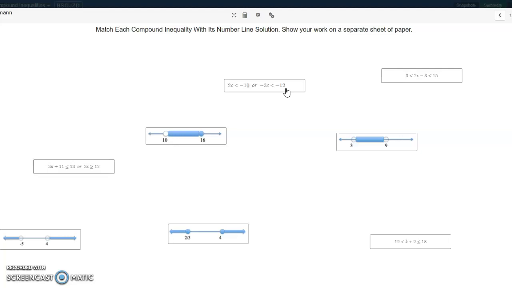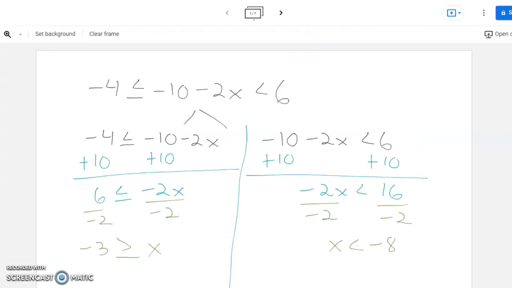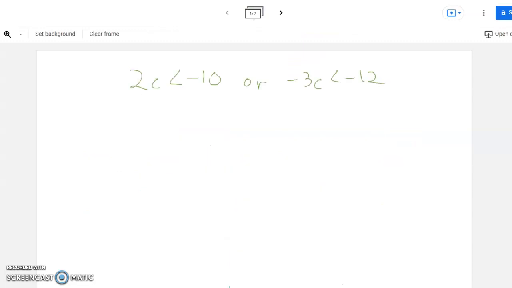And I'm going to show this on the whiteboard. I'm just writing this on my whiteboard. Okay. So I have 2c is less than negative 10, or negative 3c is less than negative 12. So to solve, I'm going to go ahead and divide by 2. And then I get c is less than negative 5. And then here I'm going to divide by negative 3.